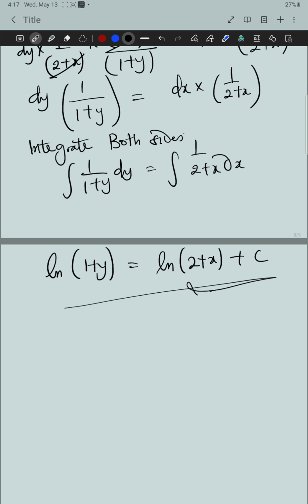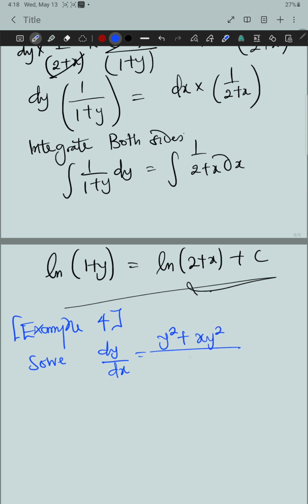Now let's take one more example on this. Example 4, and we call it a day on separable variables. Example 4. Solve dy over dx is equal to xy squared plus y squared divided by x squared y minus x squared. Wow, this is a tough question.